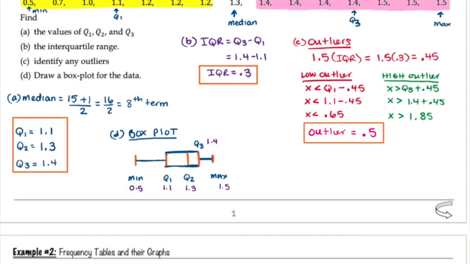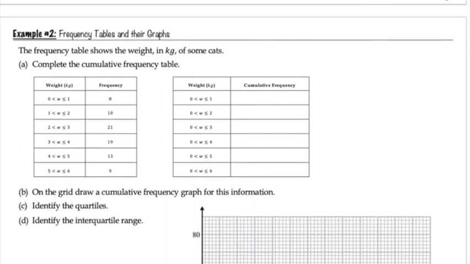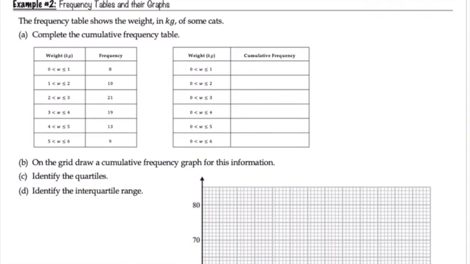All right, let's look at example 2. Frequency tables and their graphs. So the frequency table shows the weight in kilograms of some cats. Complete the cumulative frequency table. So here we have seen a frequency table in the past. They filled it up for me and they want me to expand this and create the cumulative frequency piece. So how do we do that?